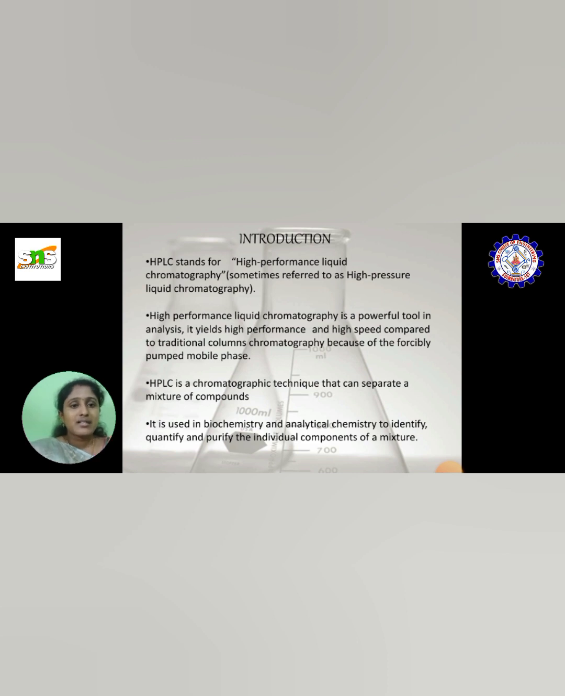Introduction. HPLC stands for High Performance Liquid Chromatography, sometimes referred to as High Pressure Liquid Chromatography. High performance liquid chromatography is a powerful tool in analysis. It yields high performance and high speed compared to traditional column chromatography because of the forcibly pumped mobile phase. HPLC is a chromatographic technique that can separate a mixture of compounds. It is used in biochemistry and analytical chemistry to identify, quantify and purify the individual components of a mixture.